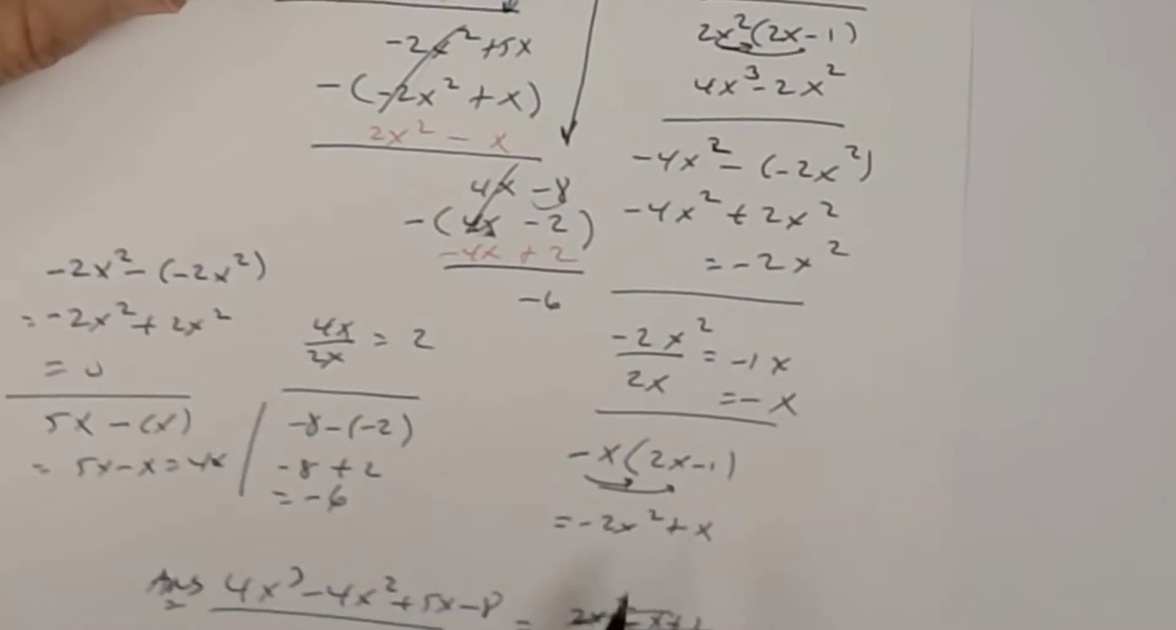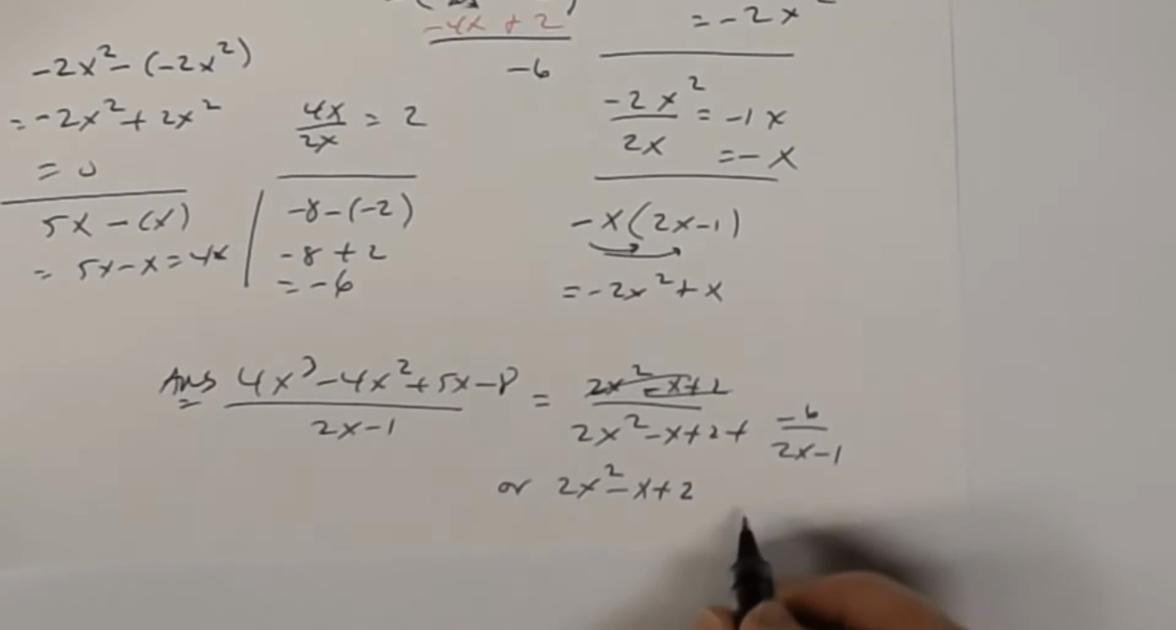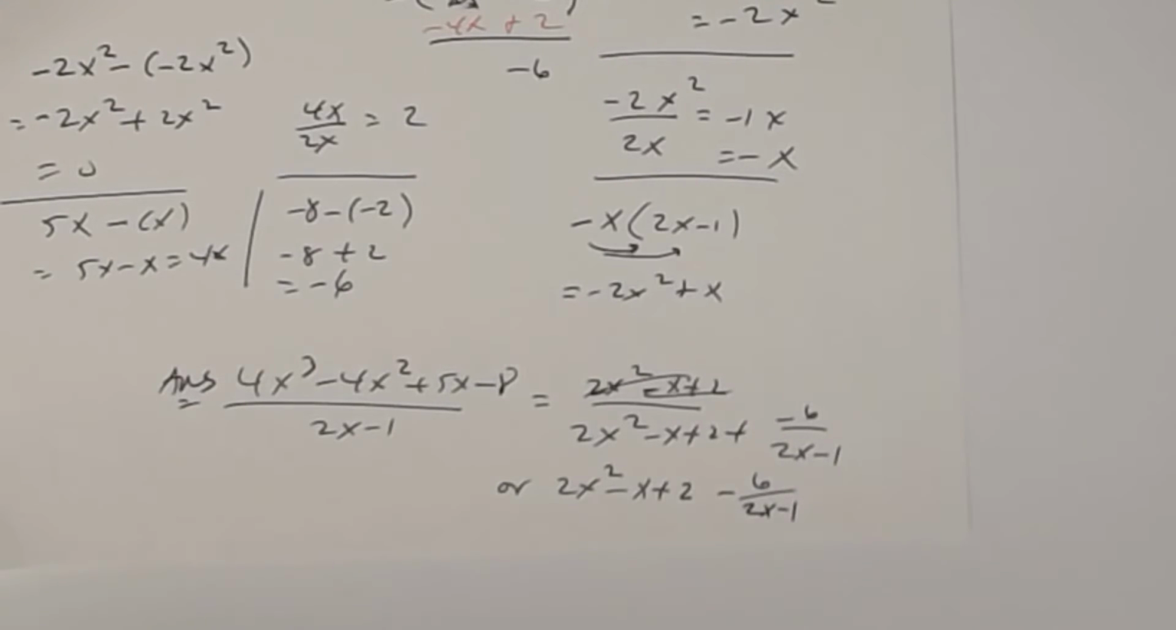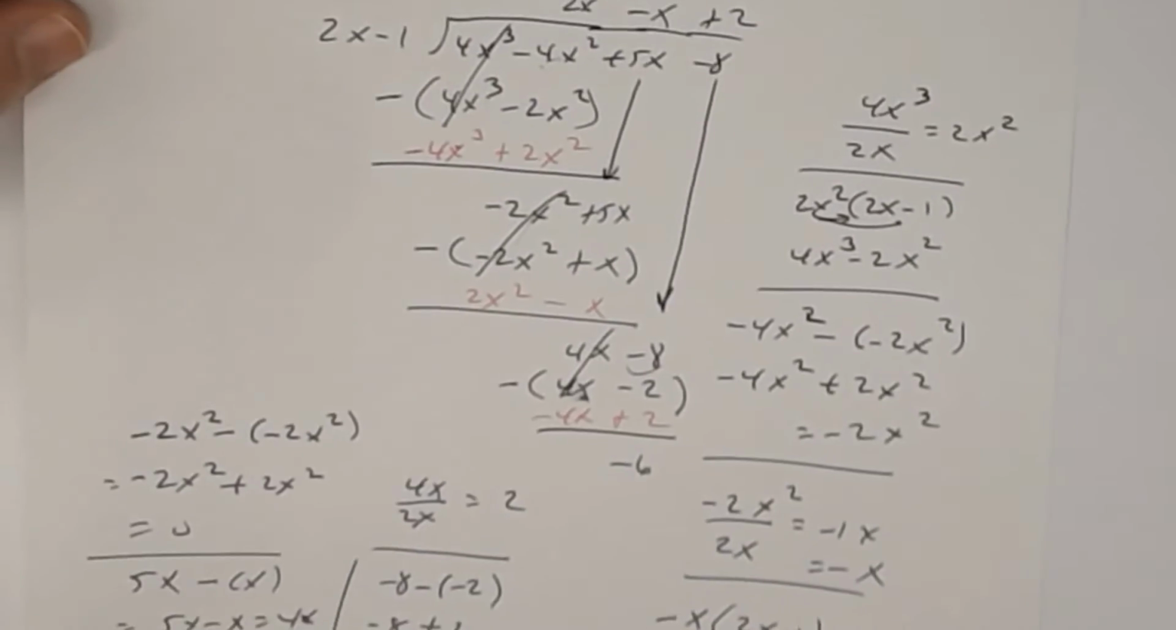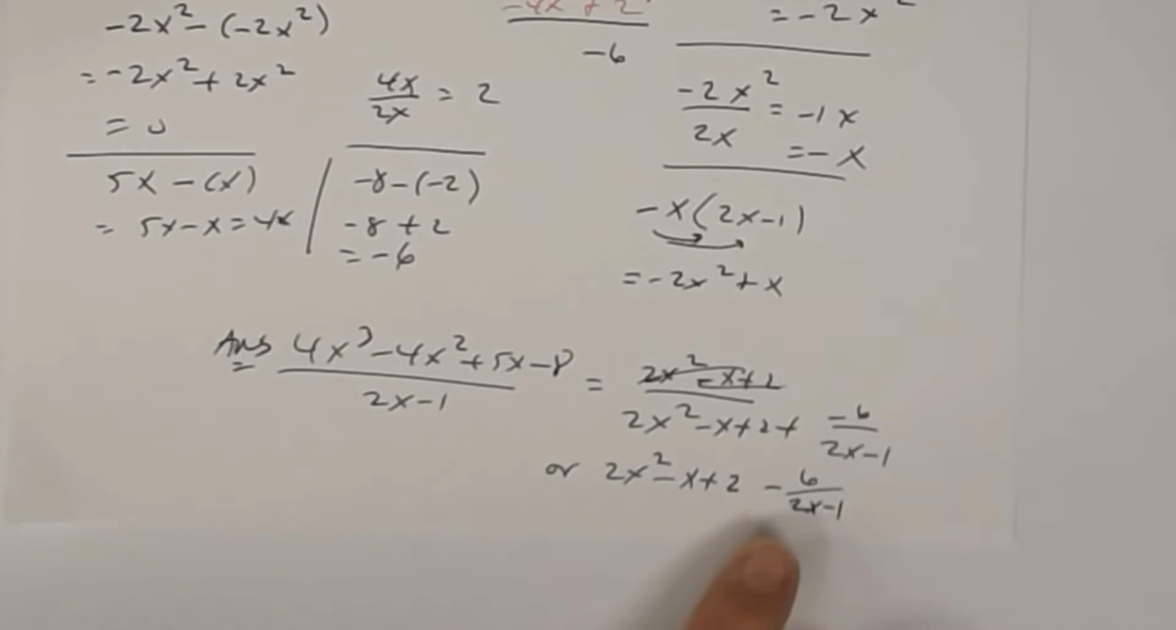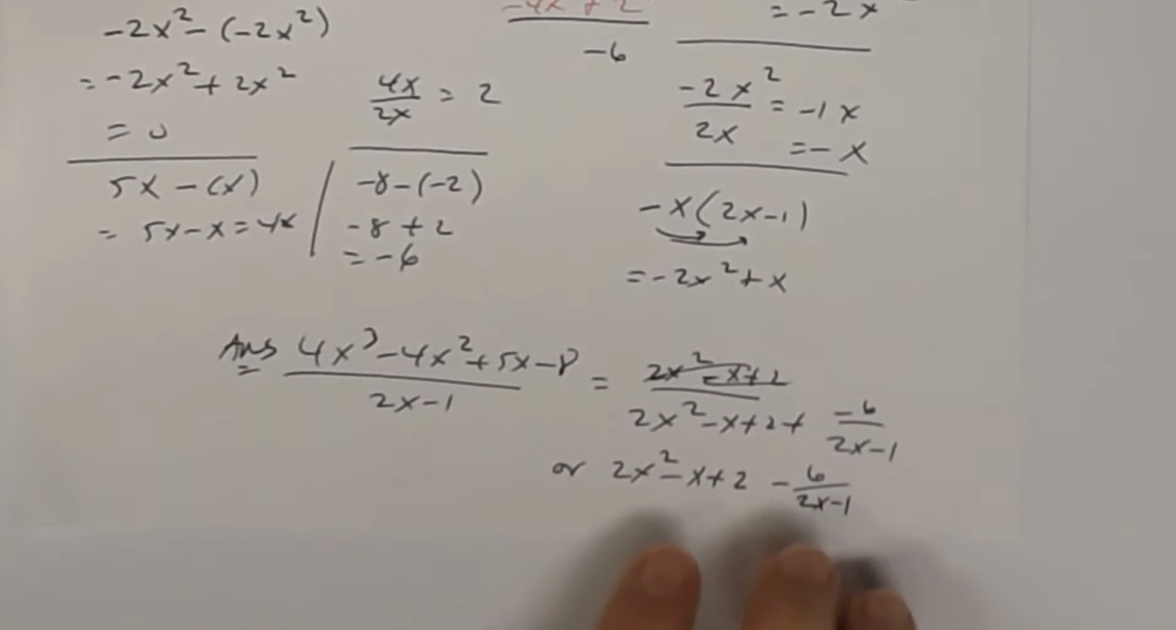Make sure it's plus 2, and then minus 6 divided by 2x minus 1. Those mean the same thing, okay? All right, so that was number 1. Now, let me just remind you about checking. I just want to check this one.